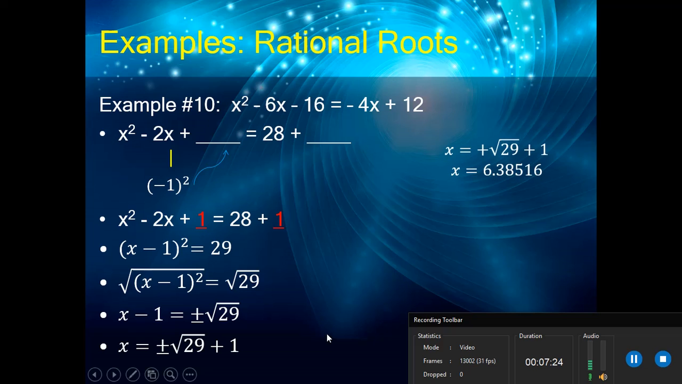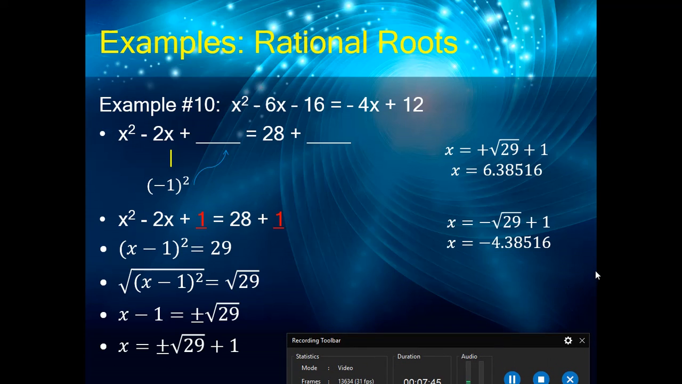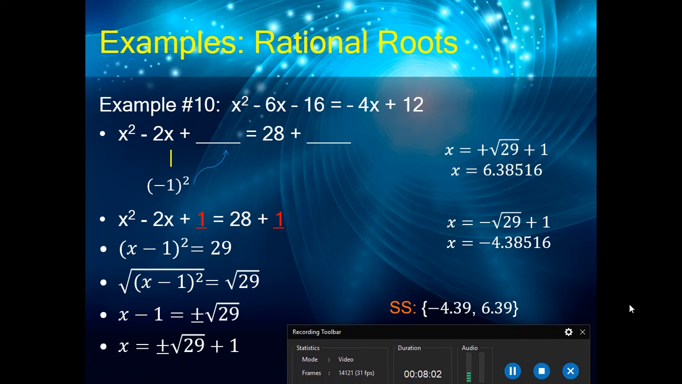And when I write up the solution sets, because they told me to put it in the form of a decimal, I have the positive square root of 29 and then plus 1. So it gives me 6.38516. I'm also going to use the negative square root of 29 plus 1, and I get an answer of negative 4.38516. They will be specific on how to round this. I rounded both to the nearest hundredths, so my solution set is negative 4.39 and positive 6.39. But again, we're only going to convert to decimals if the directions specifically ask for it. Otherwise, we'll leave it in the simplest square root radical.